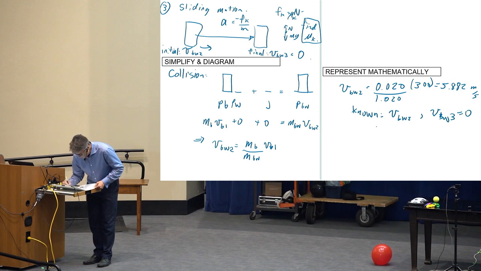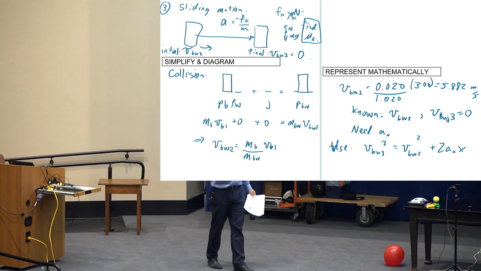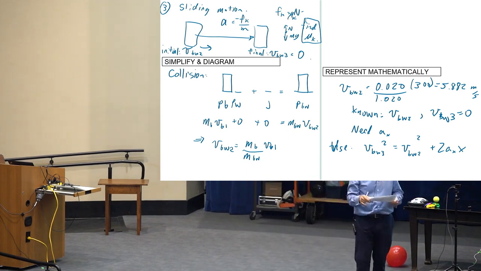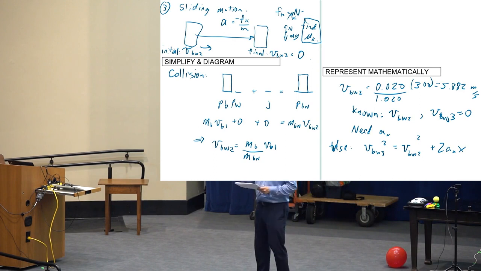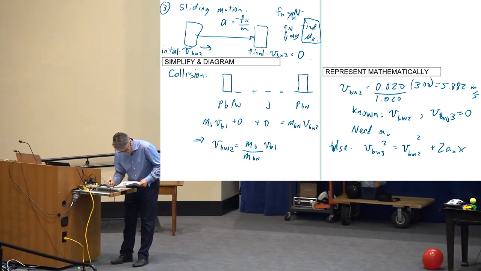We need a sub x. So what we're going to use is V bullet wood 3 squared equals V bullet wood 2 squared plus 2 times a sub x times x. So this is now a kinematics equation for the sliding motion. And I know the final velocity, I know the initial velocity. I care about the acceleration, I don't actually know it, but I do know the distance. I think it slid 4 meters, if you look back at the question. So the thing that I don't care about in this case is the time. So that's the equation we'll use.